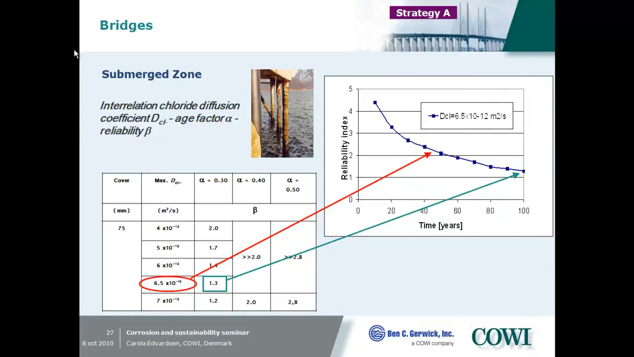Here are the results from the submerged zone. For practical reasons, the contractor wants to have the same cover in the splash and in the submerged zone. This means 75 millimeter or about 2 inches here. But in this case, we could allow a higher chloride migration coefficient because this is the less aggressive exposure zone, the underwater zone. And we did that. You can see that in this case we can allow a chloride migration coefficient of 6.5 to the minus 12.